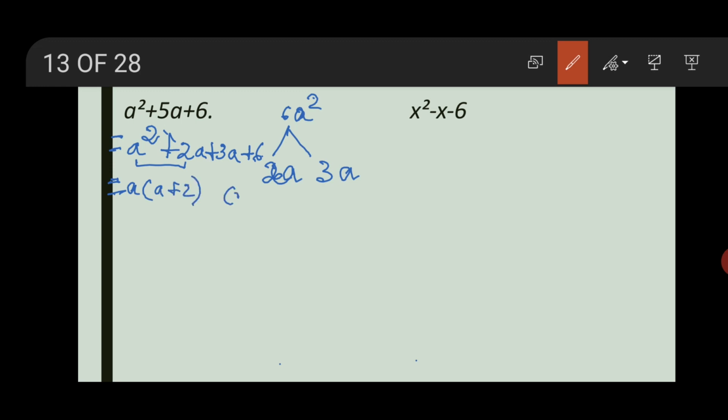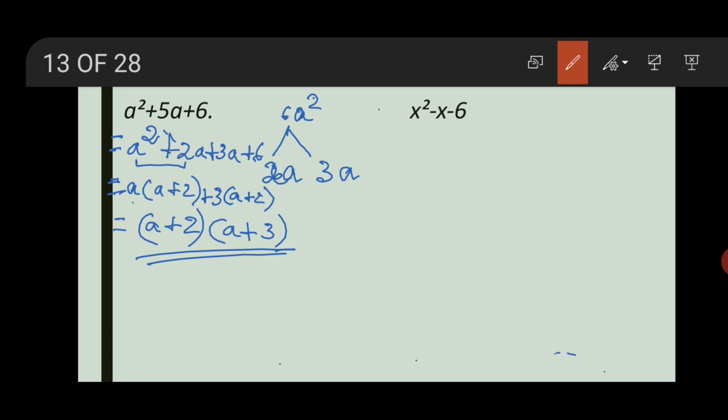Again, write the same bracket, a plus 2. So I have to write plus 3 outside the bracket. Again, a plus 2 is common, take outside. Then remaining terms are a plus 3. So in this way we factorize the trinomial.